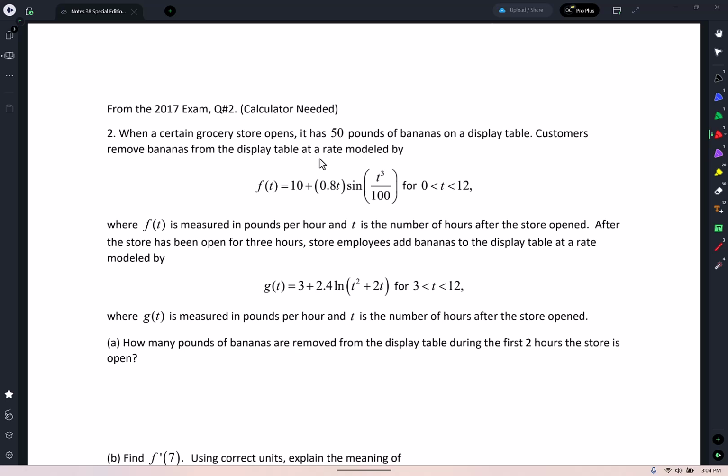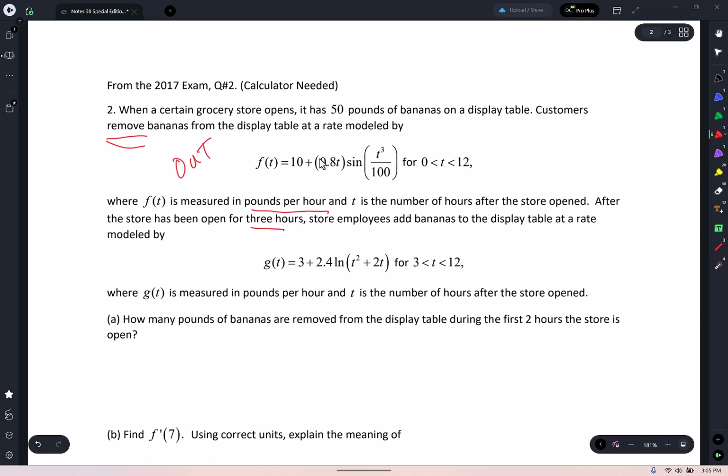When a certain grocery store opens, it has 50 pounds of bananas on a display table. Customers remove bananas from the display table at a rate modeled by F of T. So this is remove. So this is out. Where F of T is measured in pounds per hour and T is the number of hours after the store opened. After the store has been open for 3 hours, store employees add bananas to the display table at a rate modeled by G of T. So this is in. You could also say add and subtract, whatever. Where G of T is measured in pounds per hour and T is the number of hours after the store opened.